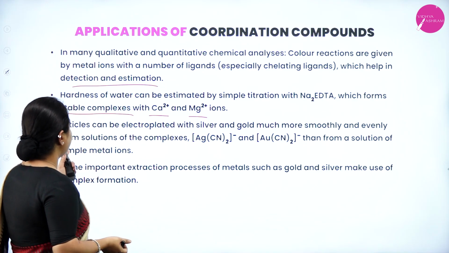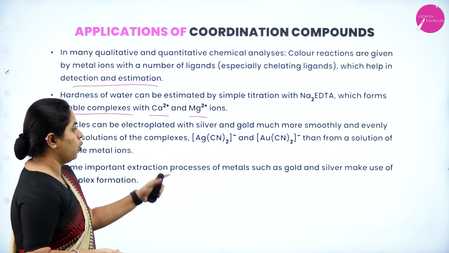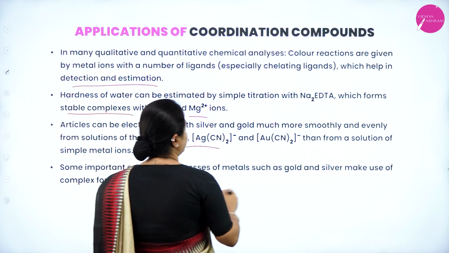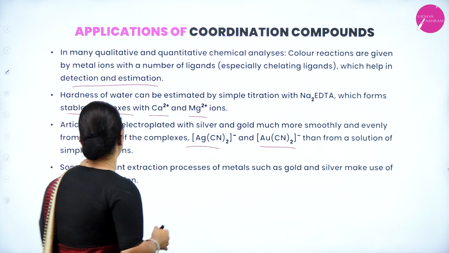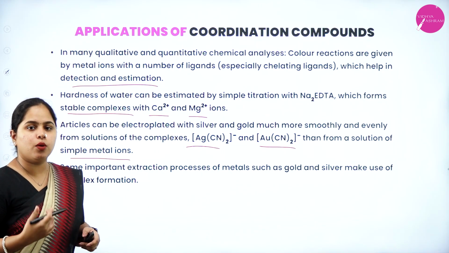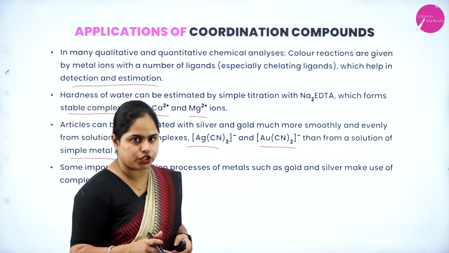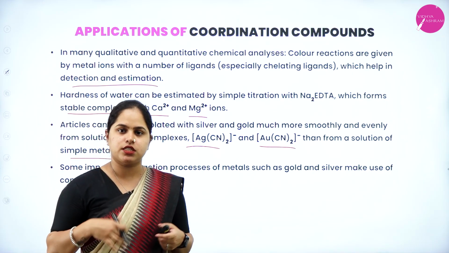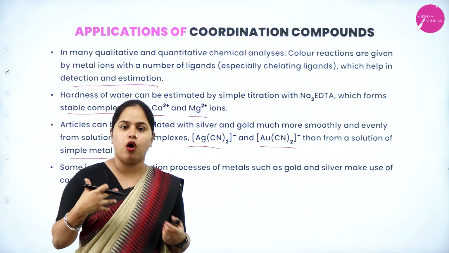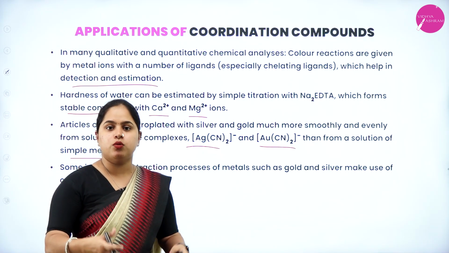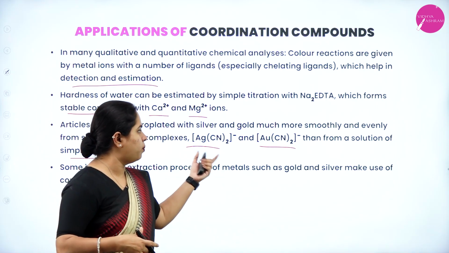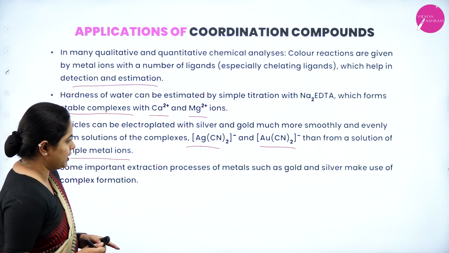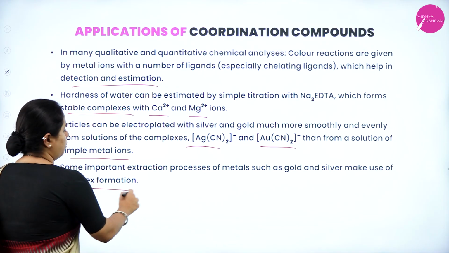Clear? Now, articles can be electroplated with silver and gold much more smoothly and evenly from solutions of the complexes [Ag(CN)2]- and [Au(CN)2]- than from a solution of simple metal ions. We have already studied electroplating in the electrochemistry chapter, where using metal rods we electroplate onto the substances we require. There are other methods to electroplate silver or gold, but it is preferred to use coordination compounds like this. Some important extraction processes of metals such as gold and silver also make use of complex formation.